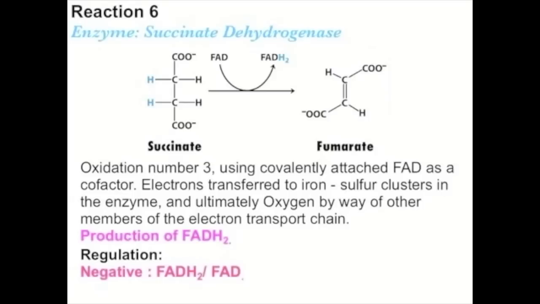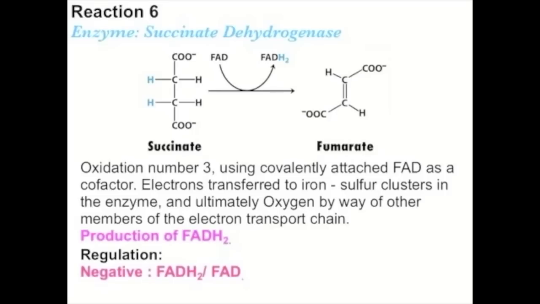This is reaction number 6. The enzyme that catalyzes this reaction is succinate dehydrogenase. It catalyzes the oxidation of succinate to form fumarate, with the reduction of FAD to form FADH2. We're going to use covalently attached FAD as a cofactor. The electrons from succinate are transferred to iron-sulfur clusters within the succinate dehydrogenase enzyme. Ultimately, oxygen will accept these electrons by way of the electron transport chain. This is because succinate dehydrogenase actually is involved in the TCA cycle and in the electron transport chain, and we'll look at this a little bit later on.